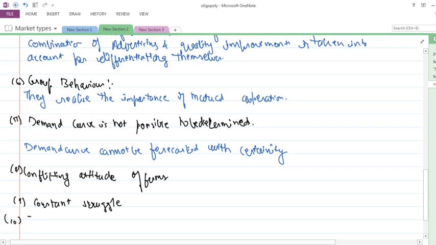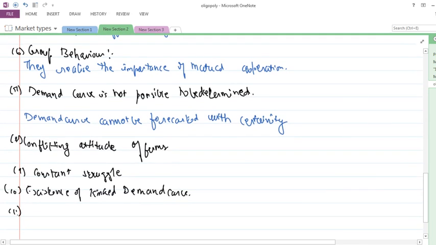Then, existence of kinky demand curve. Existence of kinky demand curve is something which is very much a feature of just the oligopoly type of market. As price rigidity is there, we can find that the slope of the demand curve might not be able to be determined in an easier manner, and due to this there is price rigidity under oligopoly, and because of this there is an existence of a kinky demand curve.